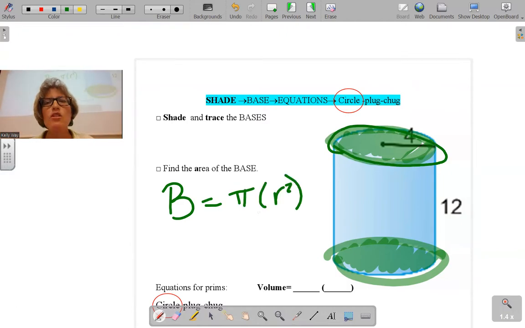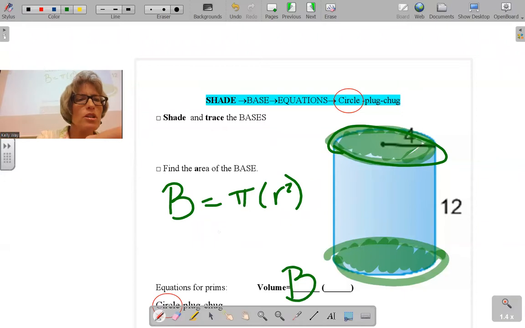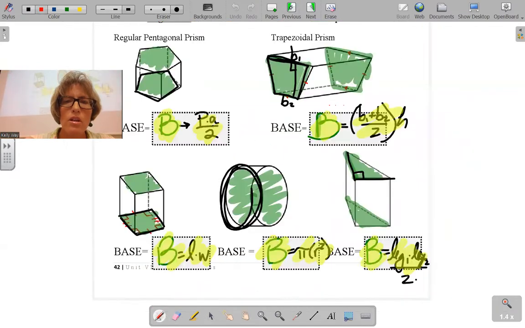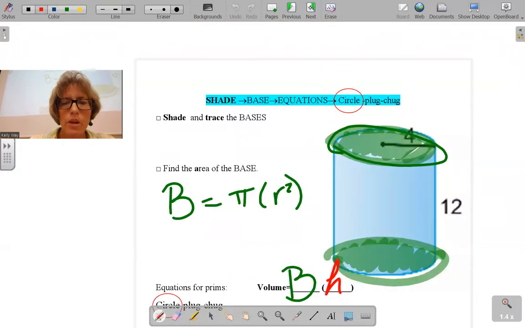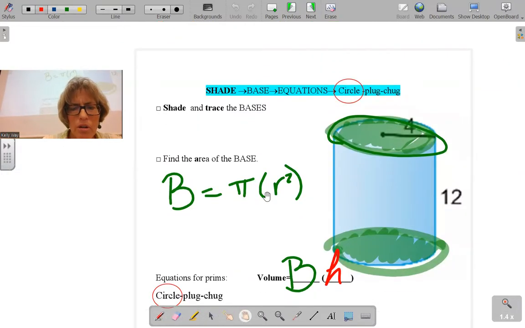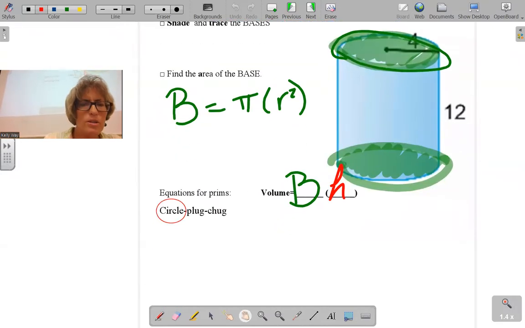So the B can change. That's super important. Base times height, this B here changes depending on the shape. That's important. That's why you need to have all these area equations from the previous page memorized. All of these must be memorized. So we come down here, and our base is pi r squared.